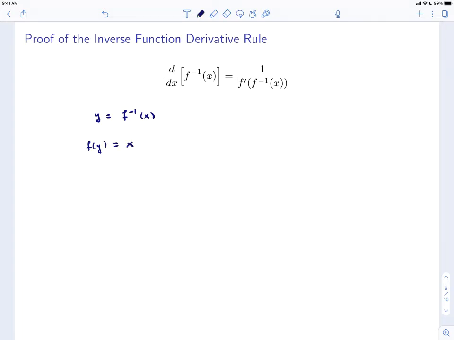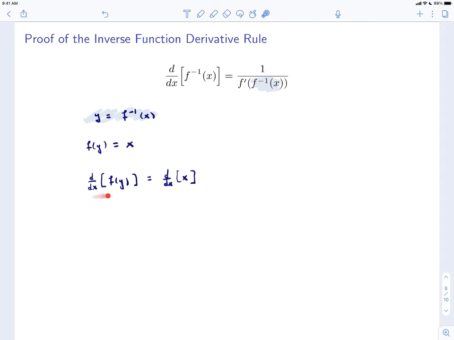And now we simply differentiate both sides. So the derivative with respect to x of the left side, which is f at y, is equal to the derivative with respect to x of the right side, which is just x. Now on the left, we want to differentiate f at y with respect to x. Now in order for this to make sense, f has to be differentiable at y. Now y is equal to f inverse of x, which is right here. So you can see that in the formula, we're saying that f must be differentiable at y, at this y.